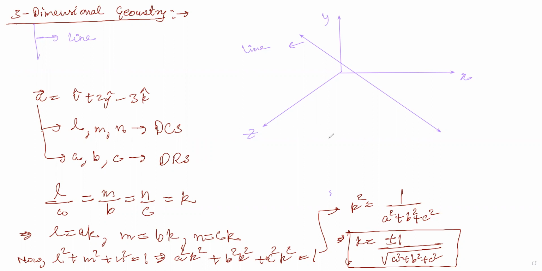Okay, so let's understand one more thing. Let's say we know two points through which the line is passing. Let's say this point is A, and this is x1, y1, z1. And let's go to this other point B, and this is x2, y2, and z2.